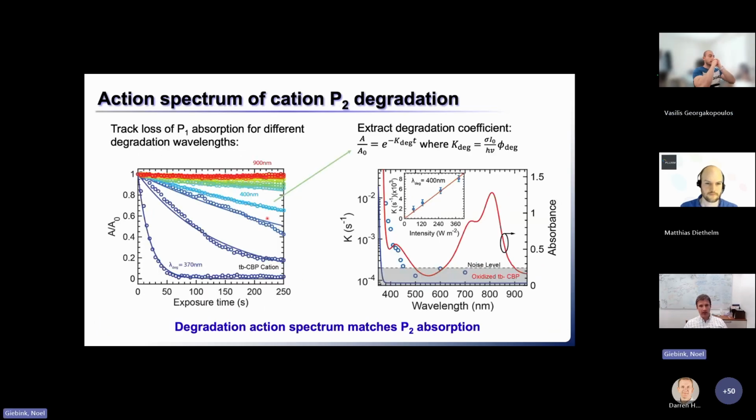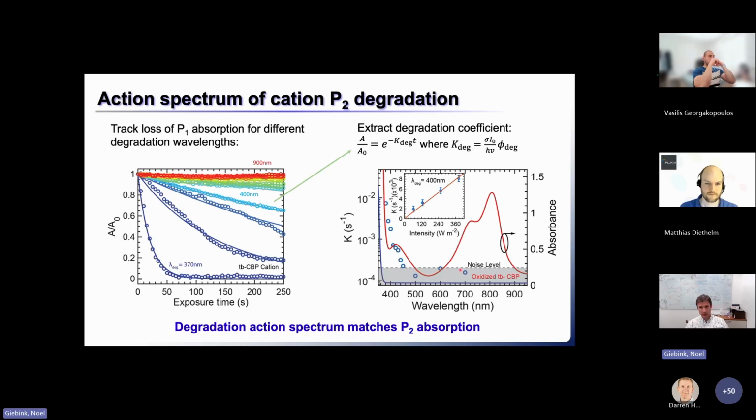You can go a little bit further. So if we go back to the cation now, and we systematically vary the wavelength with which we're degrading, so we go from the near infrared all the way into the UV, and it's a monomolecular degradation, so we can fit it just with a first order exponential. And that allows us to extract a degradation rate constant for what is nominally the same photon flux for all these different wavelengths. And then if we plot that degradation rate constant as a function of the degradation wavelength, we get these blue dots here. And so this is sort of an action spectrum for the degradation of the cation.